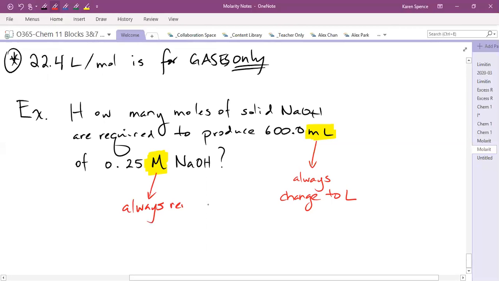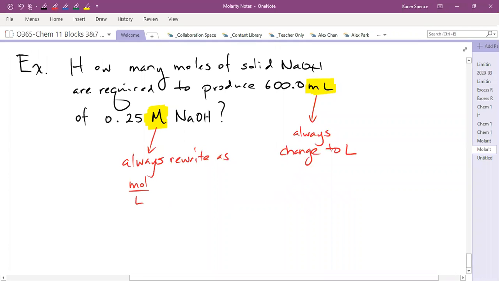Rewrite as moles per liter. So let's do that. 600 milliliters: we're going to move our decimal place 1, 2, 3 places to the left. That becomes 0.6000 liters. And we'll rewrite our molarity as moles per liter. So that's going to become 0.25 moles NaOH per liter.